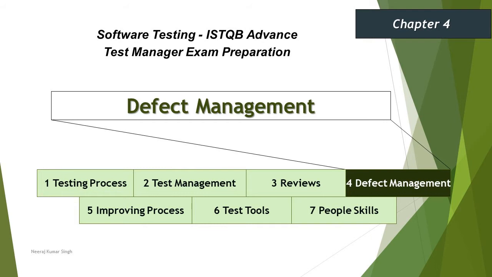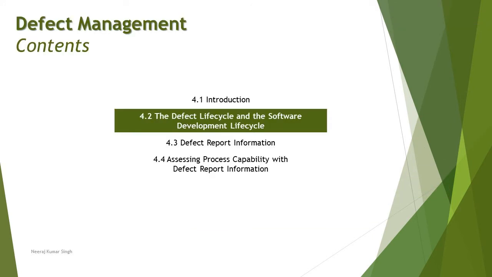We are in chapter 4 talking about defect management and continuing ahead with the next segment of 4.2, that is defect lifecycle and the software development lifecycle. And today we are covering managing invalid and duplicate defect reports.